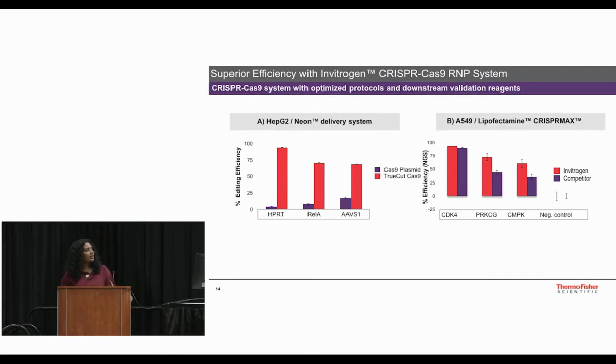On the right side, the graph is just showing an example of Lipofectamine CRISPRMAX with Cas9 RNP. We have optimized the media and the protocols, and we have a fit-for-purpose protocol for this particular case. And you're comparing with an equally good competitor reagent to see how we perform. What we see is that with our optimized protocols, our RNP system works much more efficiently than what's out there in the field.